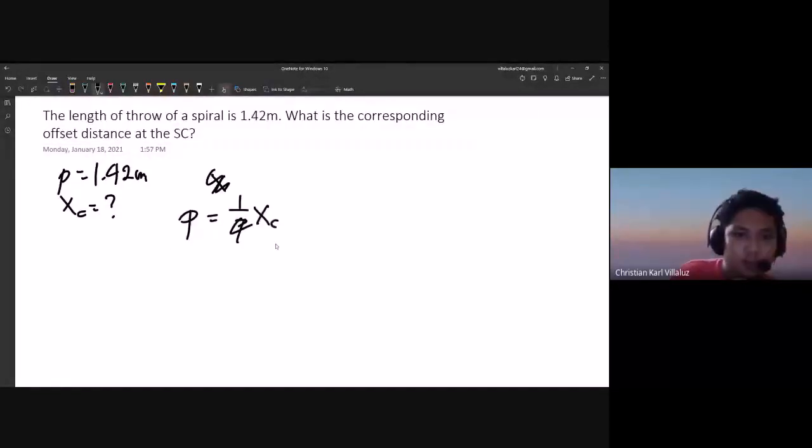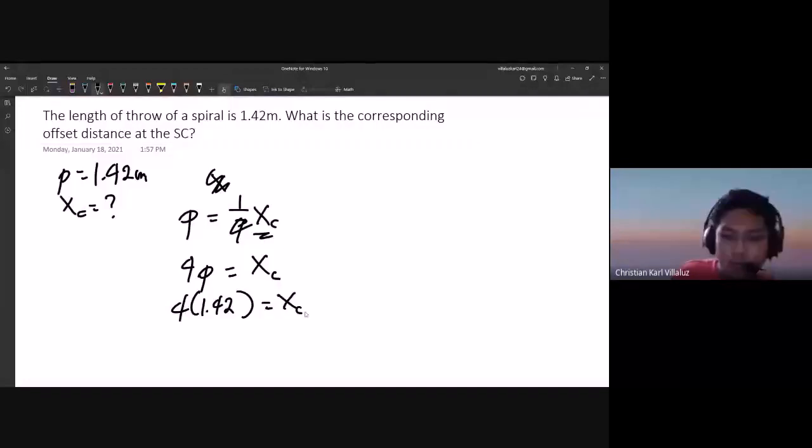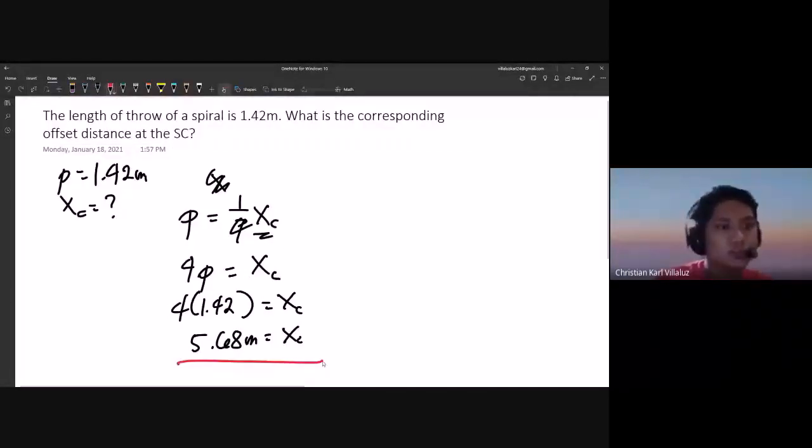So, kung ito yung required, multiply both sides by 4. So, 4P equals to XC. 4 times 1.42 equals to XC. Or, XC is equals to 5.68 meters. So, yan. Yun na yung sagot para sa offset distance at SC.